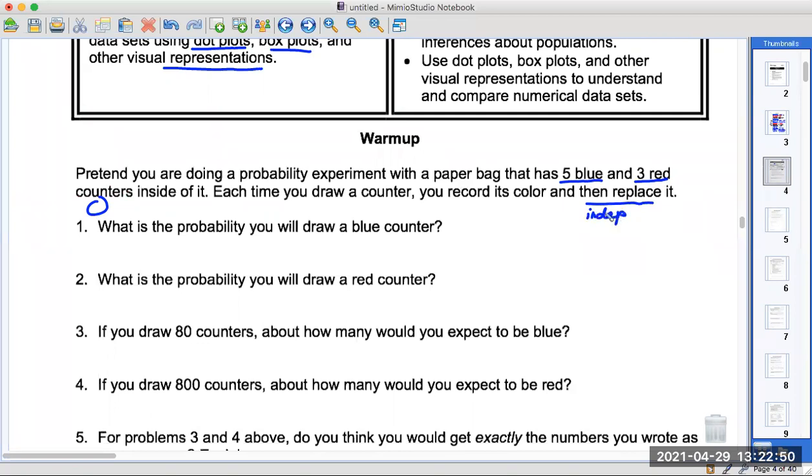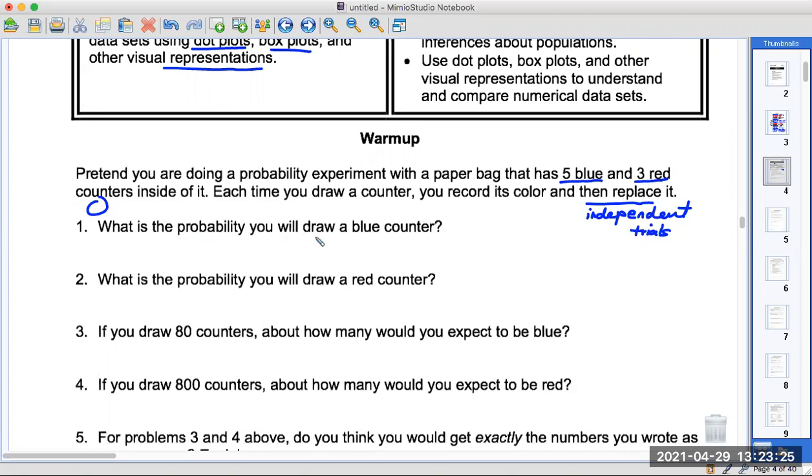Because with each draw, you have the same basic probability of getting that color. Independent trials, because you're putting it back. If you would take it out and keep it out, the whole thing would change, because now you're having one less counter, and one less color. So you have to adjust everything. So this is not that, we're going to replace it, put it back.